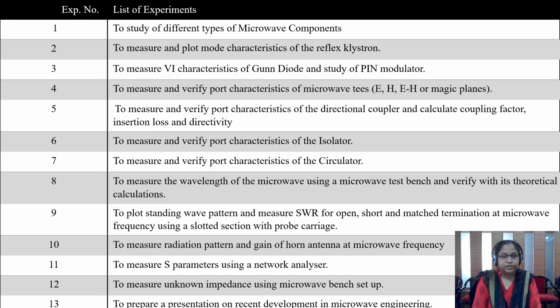This is the list of experiments, where you have 13 experiments. The first experiment is about components, 2 and 3 are about microwave sources, 4, 5, 6, 7 are about passive components, 8 and 9 are about measurement, then 10 is about antenna, 11 is again S parameter measurement, and 12 is again about measurement, which is impedance measurement, and 13 is to prepare a presentation on recent developments in microwave engineering. This is the list of experiments, of which 8 are mandatory.